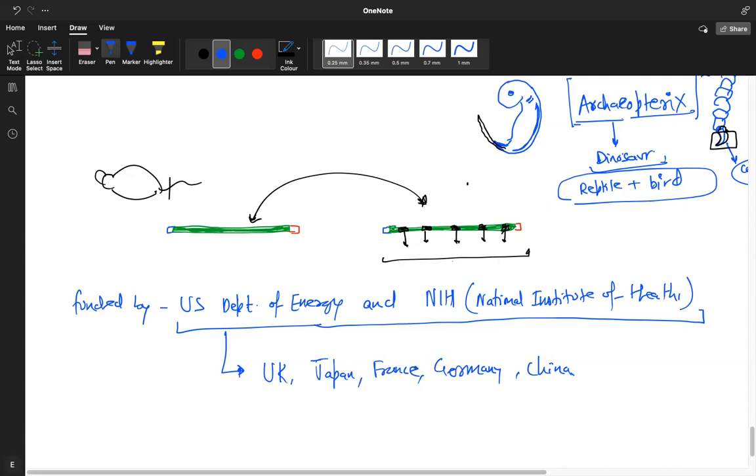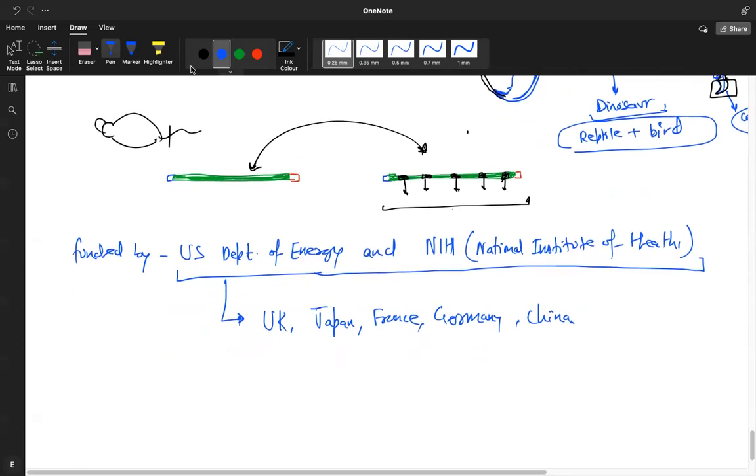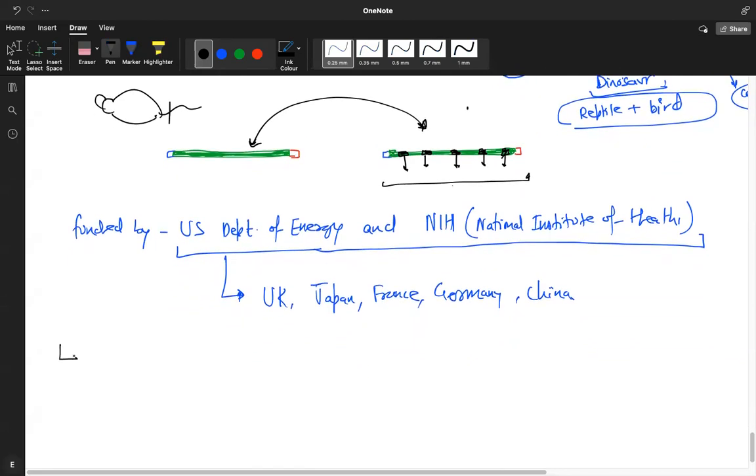Now read this part from NCERT. And you will find some names of the techniques which were used in this project. So let me tell you in brief. You don't have to go into the details of these.